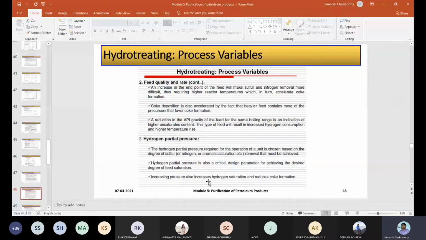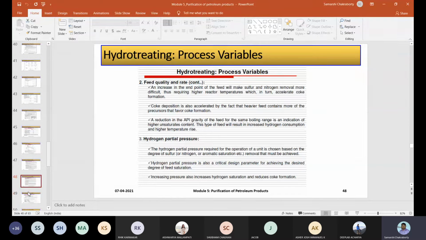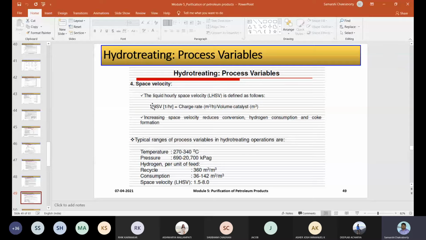Increasing the pressure also increases the hydrogen saturation and reduces the coke formation. So they are saying that if you increase the hydrogen saturation, it works in a better way to reduce the chances of coke formation. That is one of the advantages of using higher hydrogen partial pressure. Now the third thing is the liquid hourly.